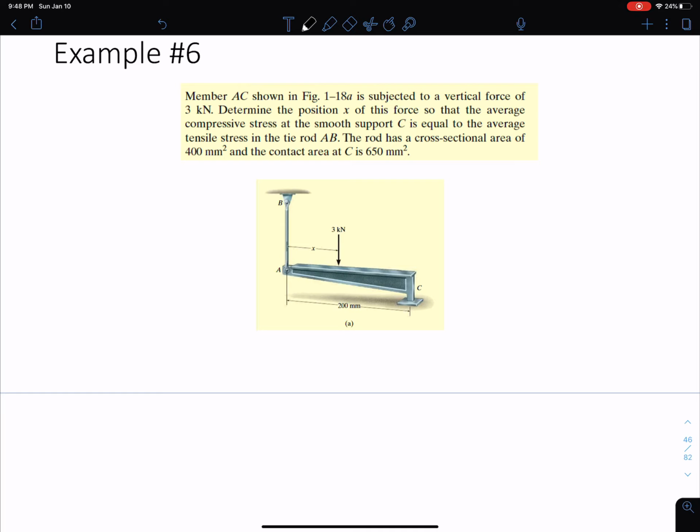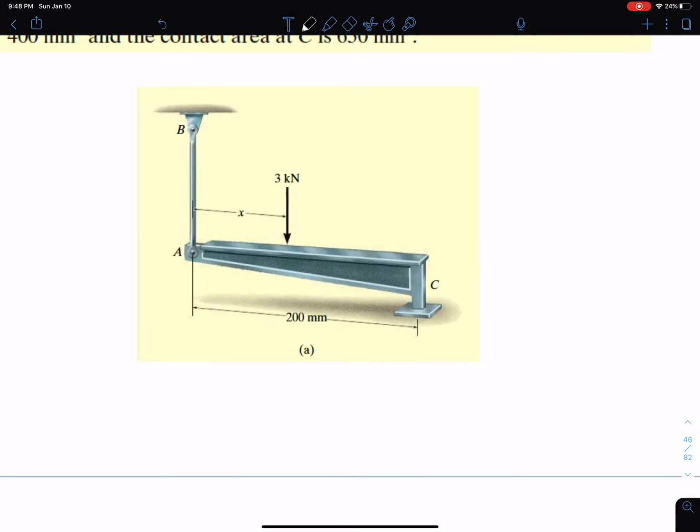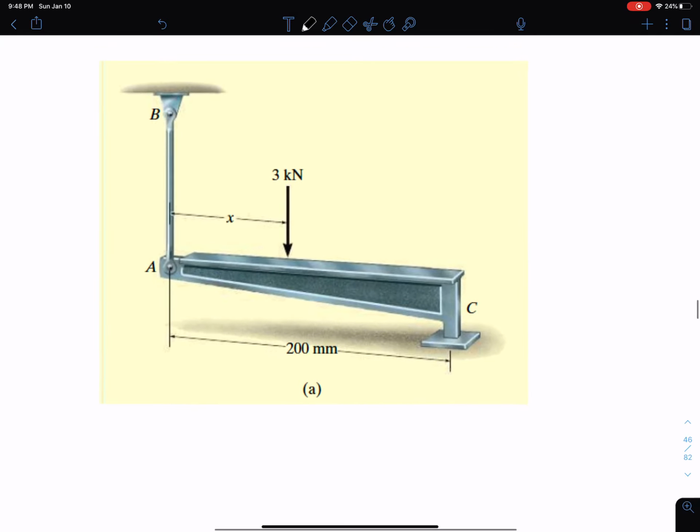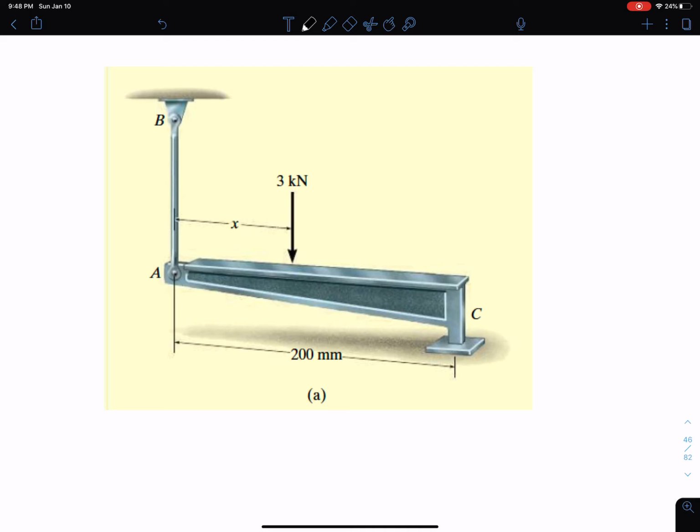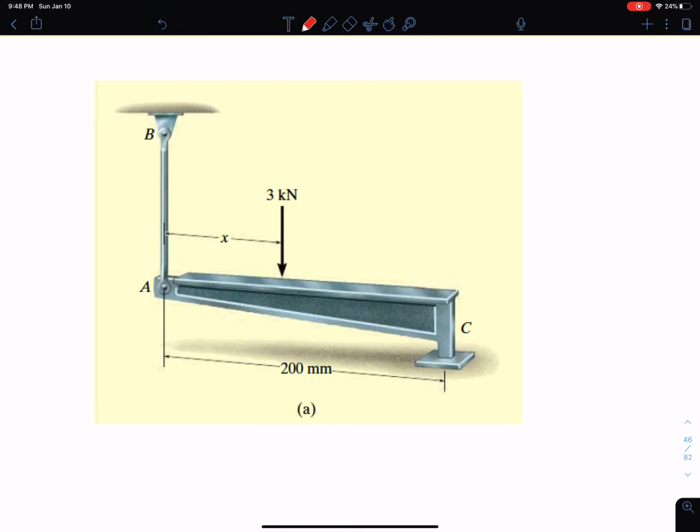Before we jump into this problem, actually before we jump into any problem, we need to first understand the mechanics behind what's happening, the statics behind what's happening, okay? So I'm going to zoom in on this picture and forget everything else for a second here. I have a smooth support here, so that's telling me that I have some type of roller system here that is not at C, that is not allowing movement in the y direction, okay?